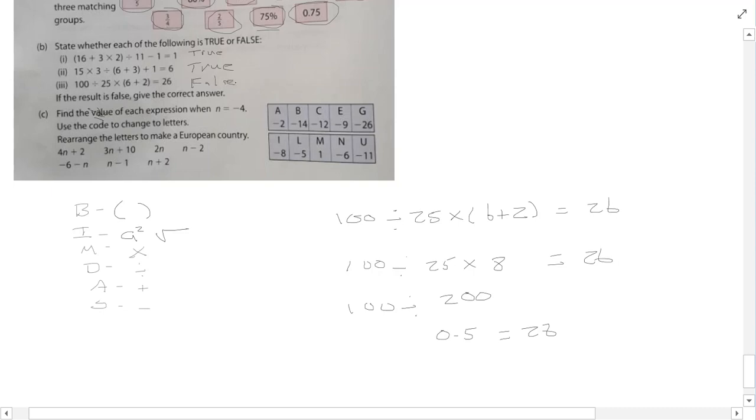Okay, so that's how you do those type of questions. If the result is false, give the correct answer. So if the result is false, then this is your correct answer here. The correct answer should be 2. That's what the answer should be. So just delete this.